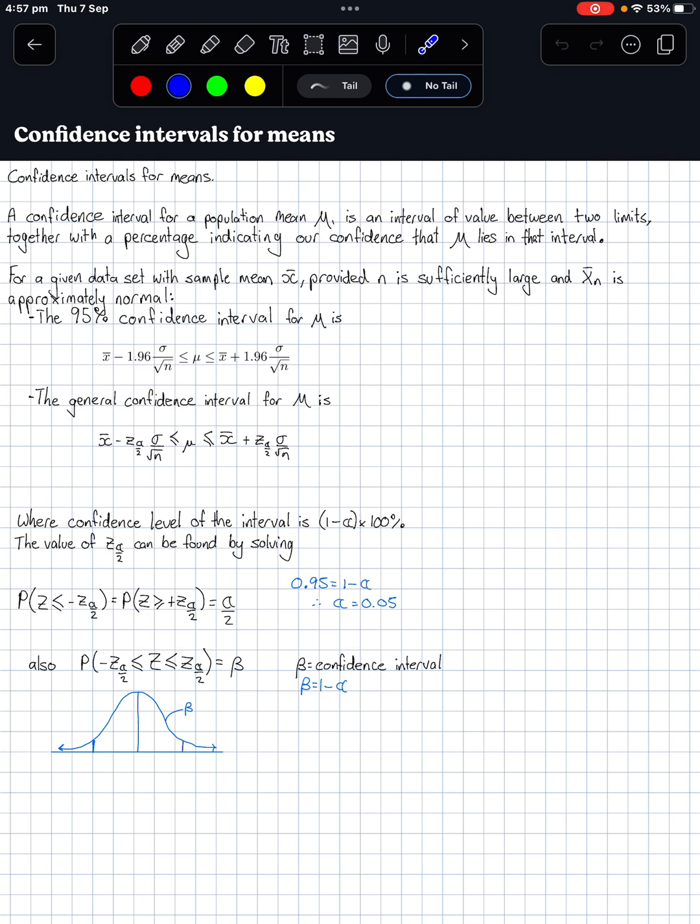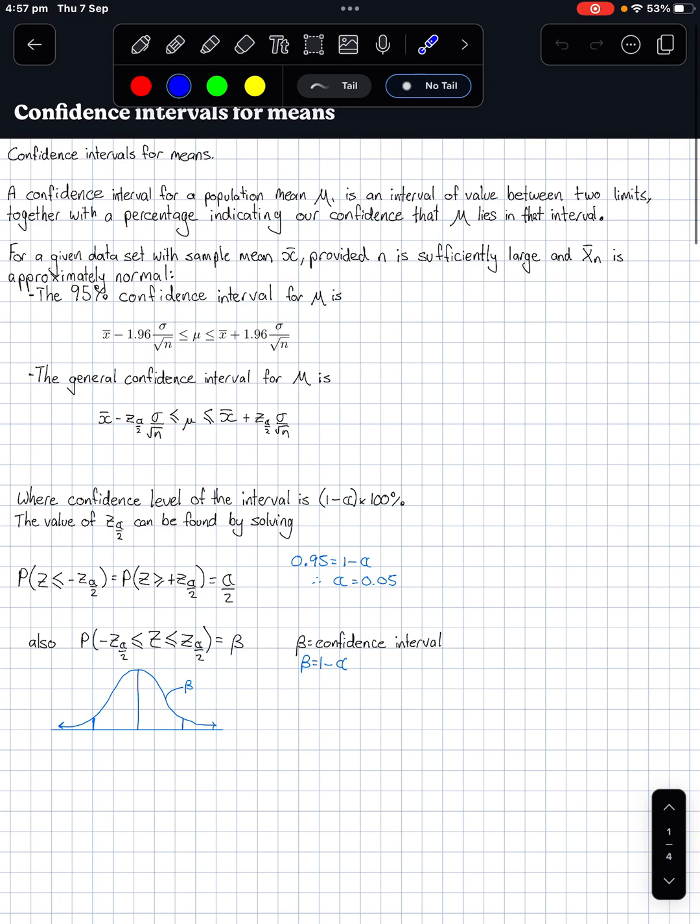So for a given data set with sample mean x bar, provided n is sufficiently large and x bar is approximately normal, what this means is that by getting a sample mean, we can then calculate a confidence interval for this. And the more samples we have, the better the confidence is.